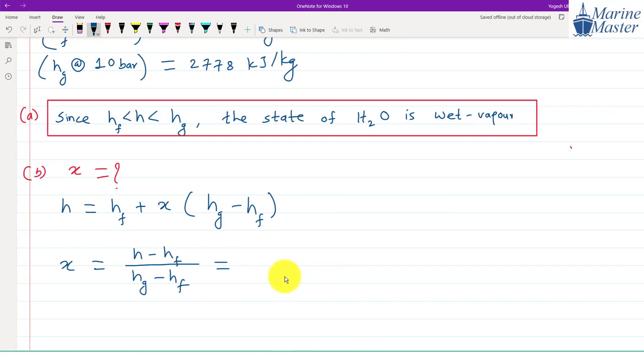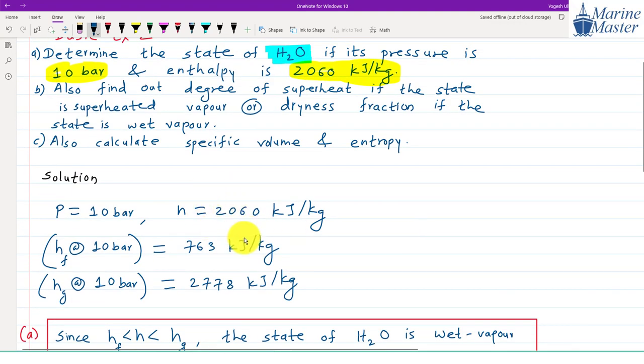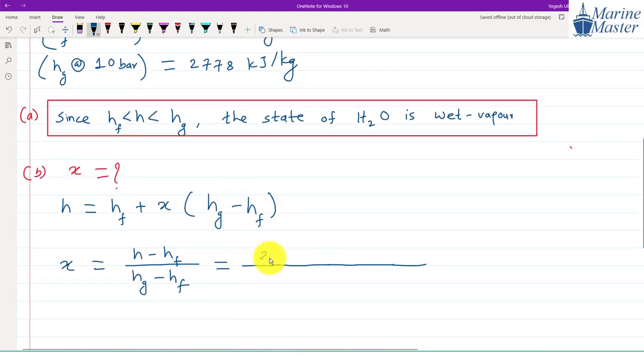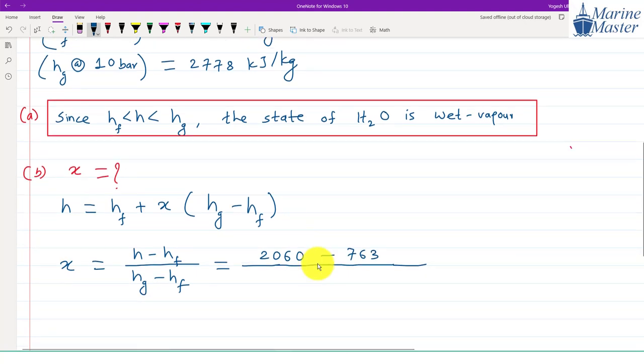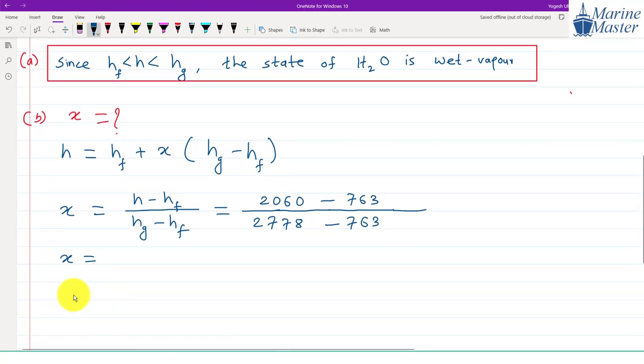Now I am going to substitute all the values we have, guys. How much value of enthalpy we have? Tell me. The enthalpy is 2060. HF value is 763. Then Hg value is 2778, minus 763, the HF value. So please everyone do the calculation and we will get the value of dryness fraction. That is what they are asking us in the B part of this question. Please put these things in your calculator.